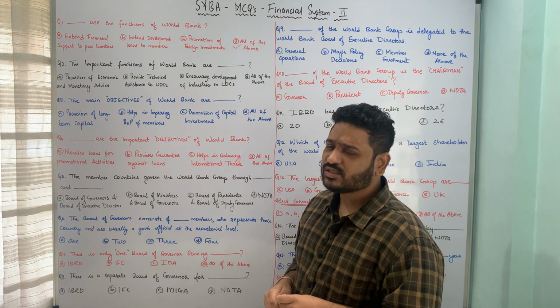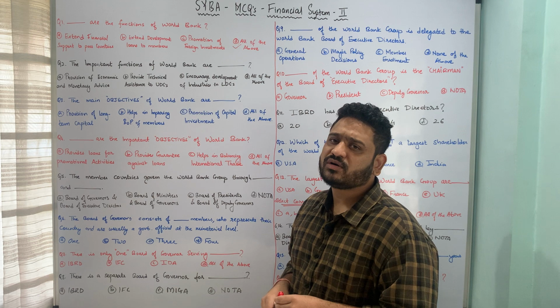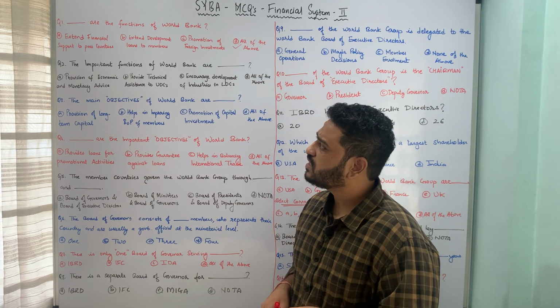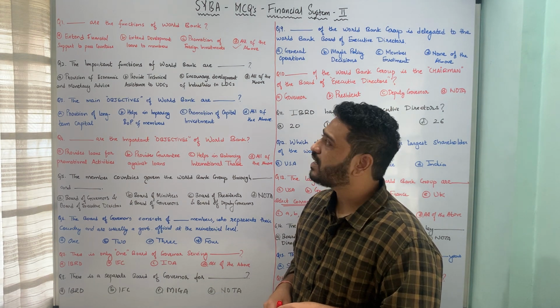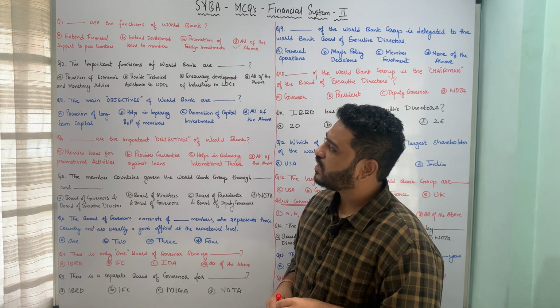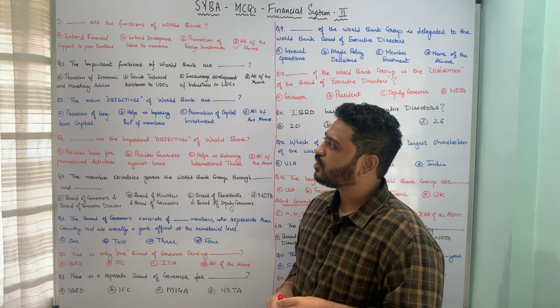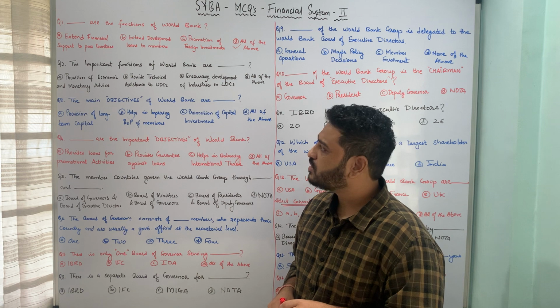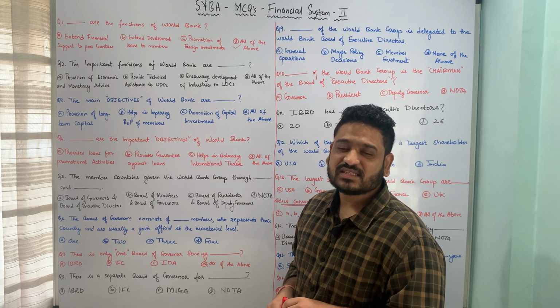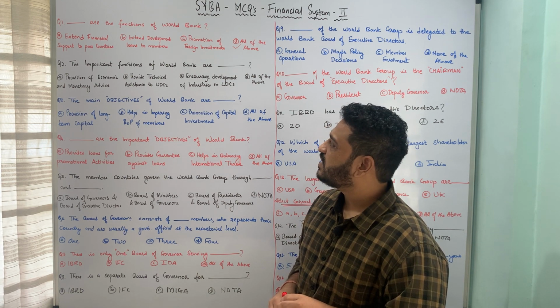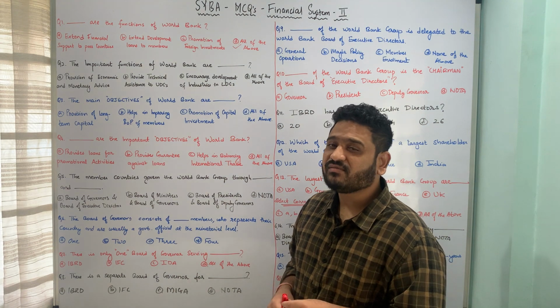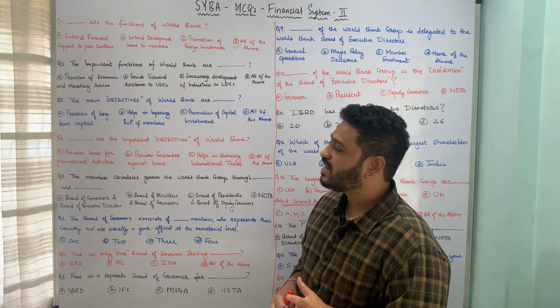Let us now move to the next one, which is again in relation to important functions of World Bank, and the question is, the important functions of World Bank are dash. And let us look at the underlying options. A is provision of economic and monetary advice to member countries. B is provide technical assistance to underdeveloped countries. C is encourage development of industries in underdeveloped countries or least developed countries, and last is all of the above.